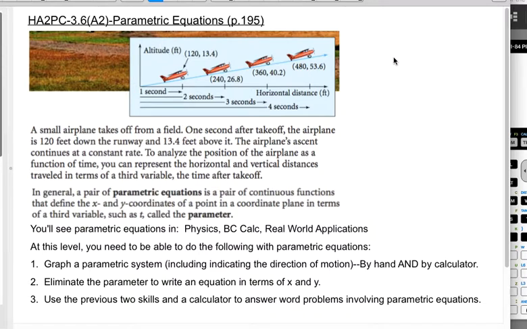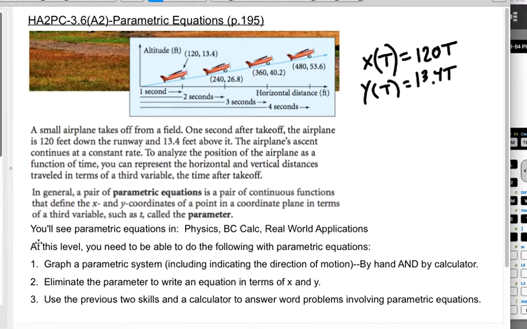So if we were going to use this exact setup, we could figure out that my x of t, my horizontal position with respect to time, is 120 times t, and you can check that by plugging in the seconds. 1 second after takeoff, we have 120 as the x position, and at 2 seconds it's 240, which is 2 times 120, and 3 seconds it's 360, and 4 seconds it's 480. And y of t in this problem, the height, is 13.4 times the number of seconds.